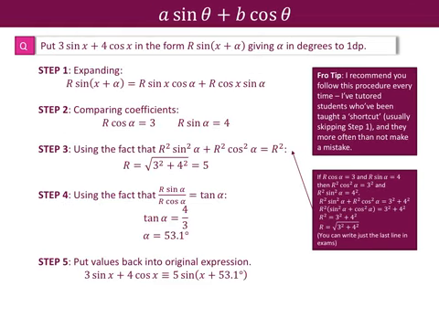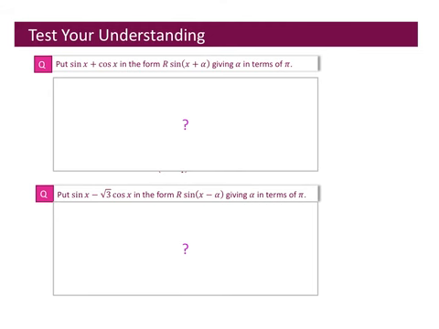It's always good to check, isn't it? So, give it a go. Follow the steps and pause it here and test your understanding. Okay, so here we go then, step by step. So step 1, we want it in the form r sine of x plus alpha, in terms of pi.